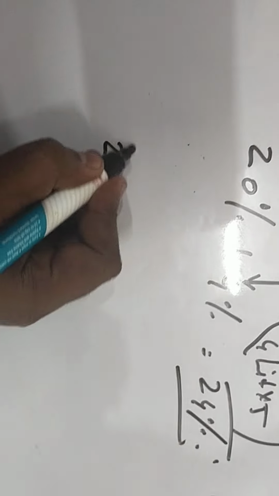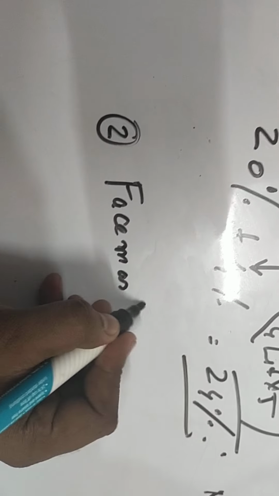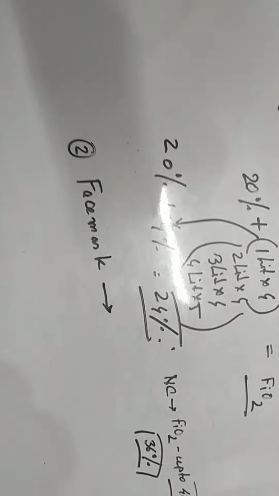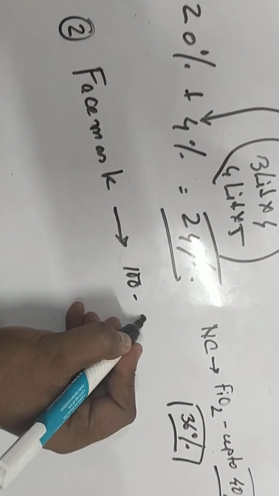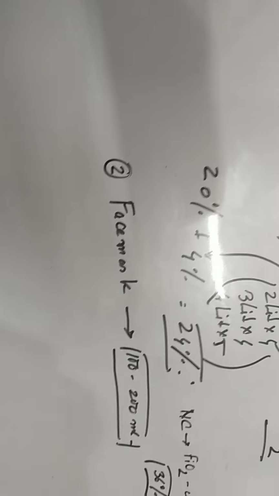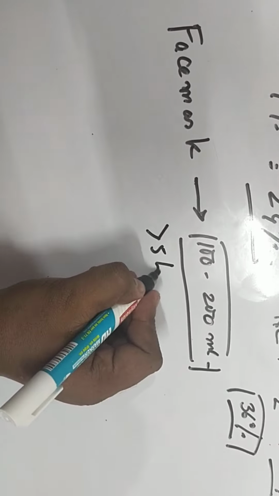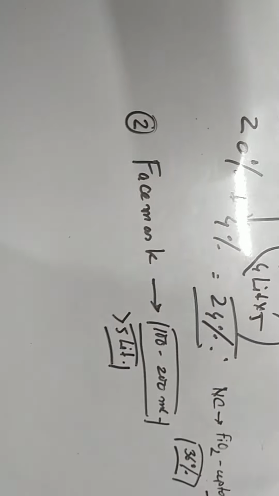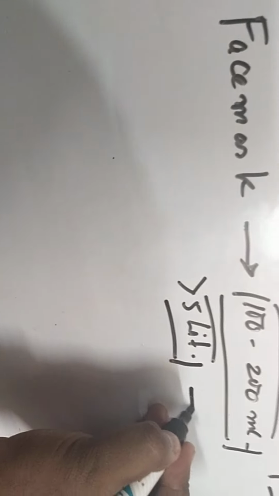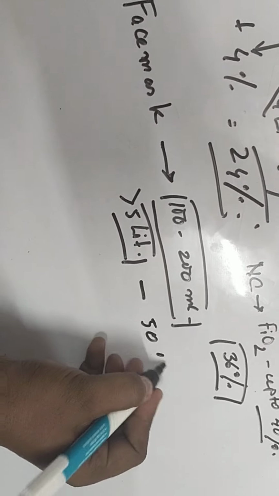In case of face mask, normal face mask, the volume capacity of that mask is 100 to 200 ml. You should give more than 5 liter, not less than 5 liter. It can provide up to 50% of FiO2.